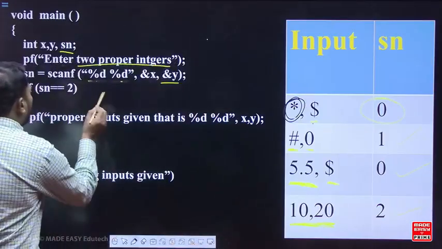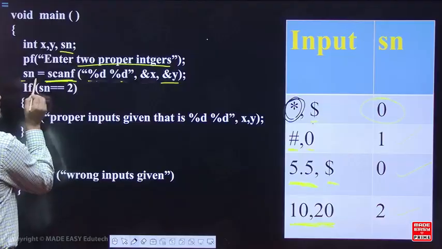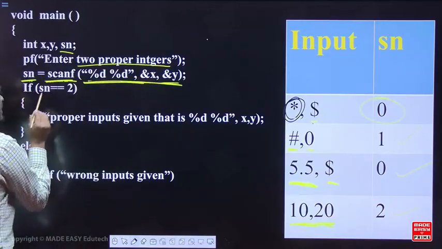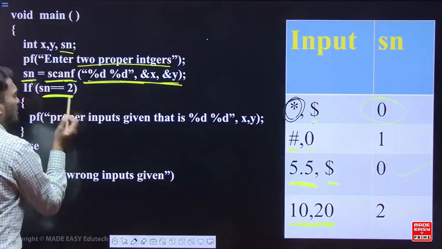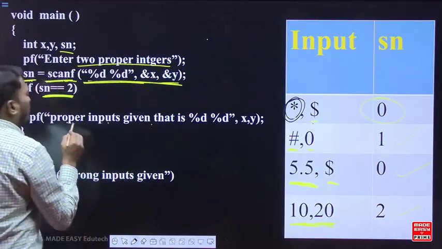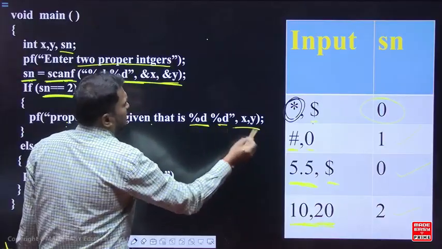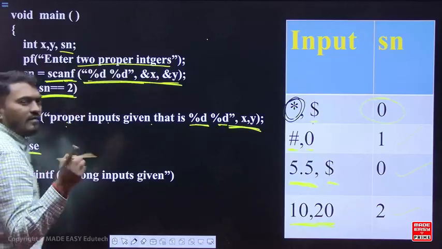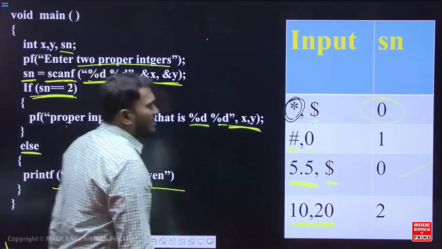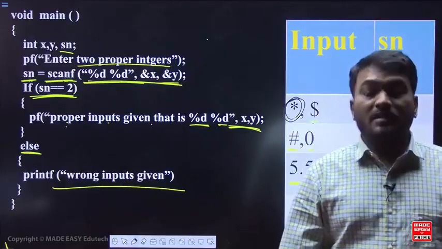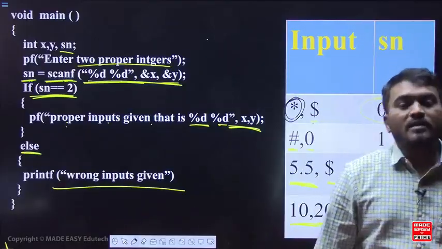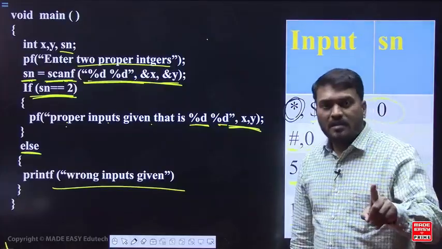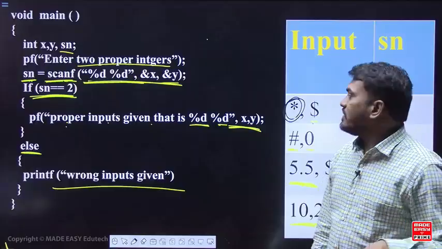Right? Next what I am doing here, if Sn is returning, Sn में 2 कब होगा? If both are proper integers, so it will return 2 here. So if Sn equal to 2, I am saying 2 proper integers are given. So proper inputs given, so that is %d x comma y. So in case if Sn is not equal to 2, if this condition is false, it means you have not given the proper input. So I am simply saying wrong inputs given. Is that clear? So that is the behavior of the scanf. You should know what is the behavior of the scanf. Scanf always returns an integer, that is the number of proper inputs given. Is this clear for everyone?